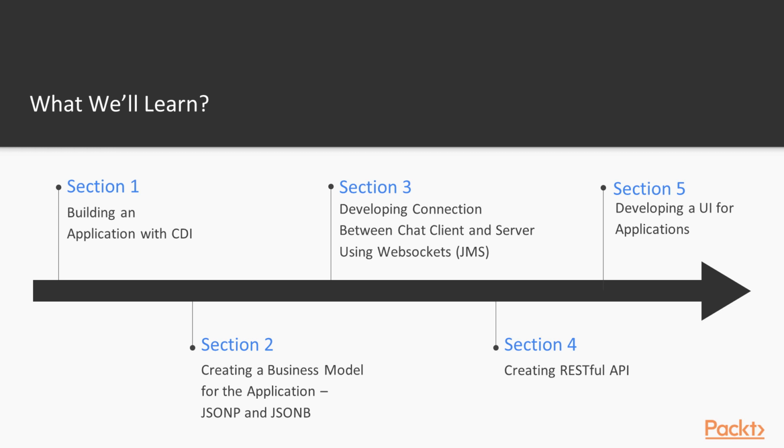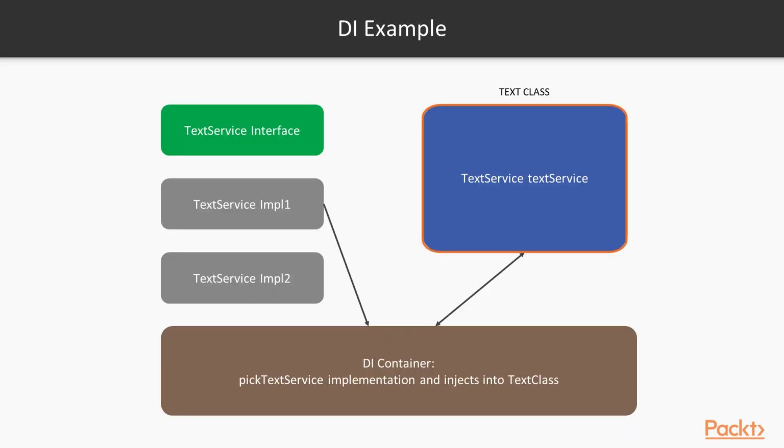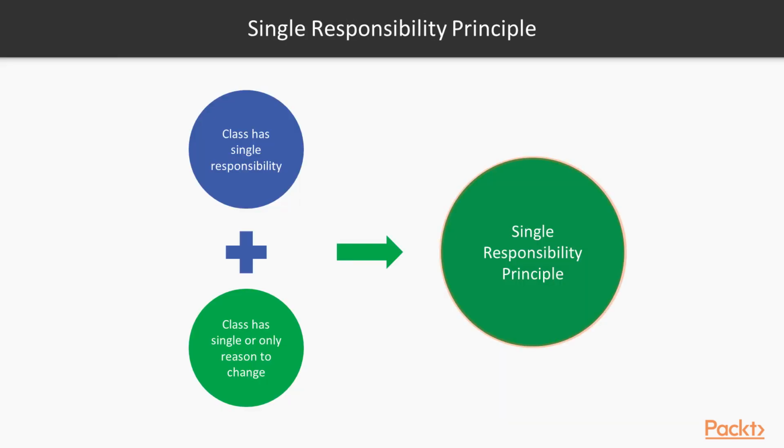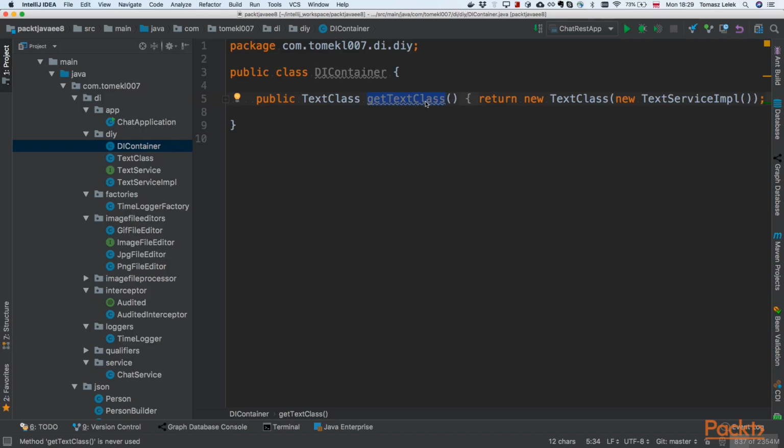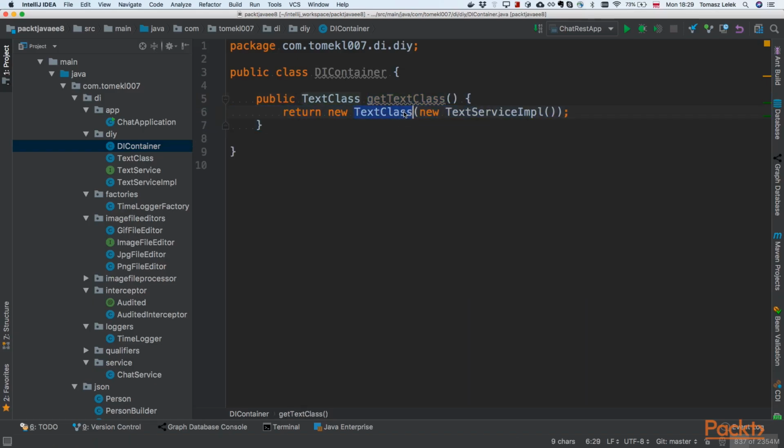So let's look at what we'll learn throughout this course. Firstly, we'll start from building an application with context dependency injection. We'll explain what a dependency injection is and what it gives us. Then we will be using DI from Java EE.